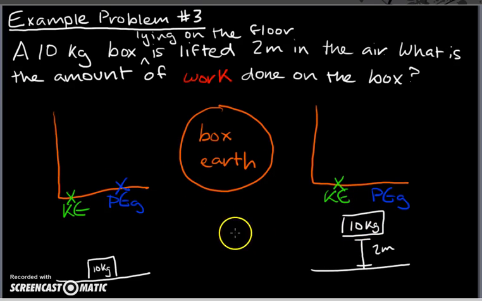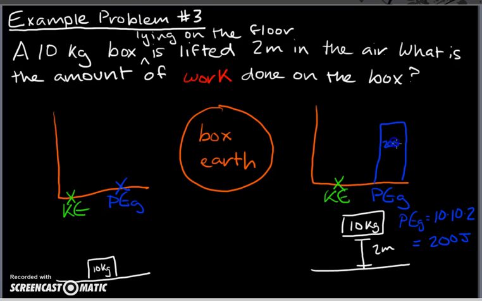So we know that our equation for potential energy of gravity is equal to the mass, which is 10, of the box times the gravitational field, which again we're going to say is 10, times the height of the box off the floor, which is 2 meters. So our potential energy of gravity is going to be 200 joules. And let's write that right here. 200 joules of potential energy of gravity.